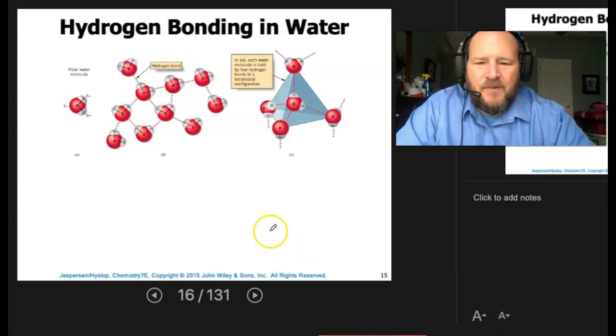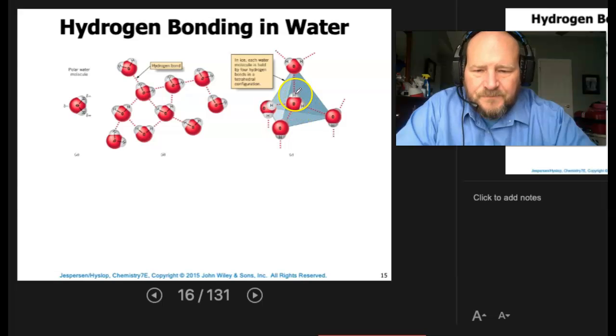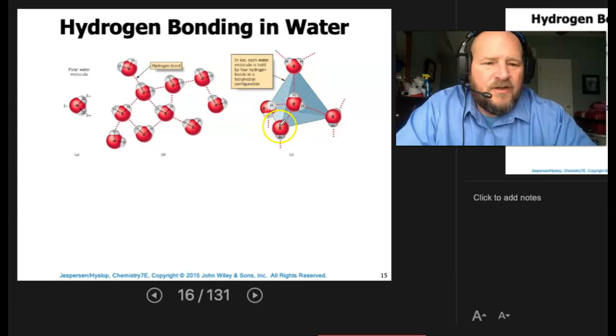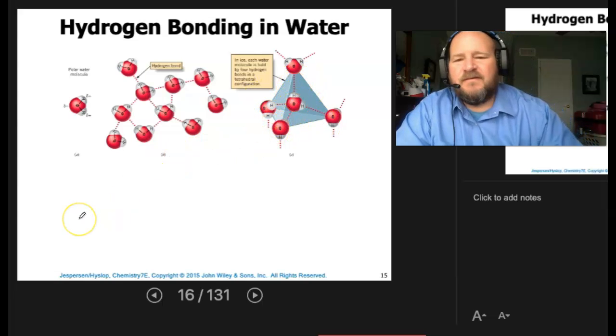So here we get a multiple effect, right? We have the first water right here in the middle, and we've got an interaction with one other water here, and then one other water there. And then of course there are 2 other waters that are going to interact with the lone pairs on that oxygen atom. And so we end up forming a tetrahedral of just hydrogen bonding, okay?